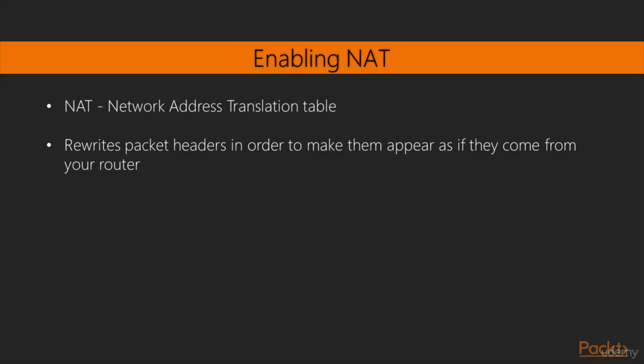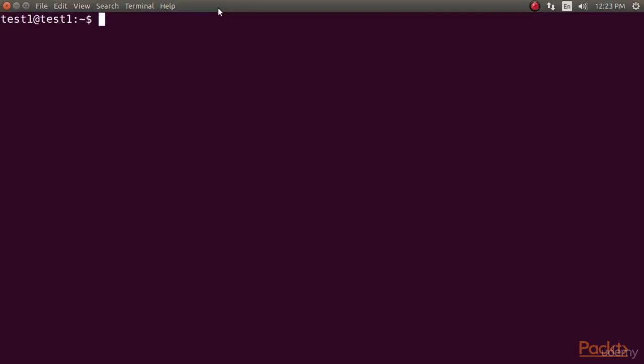Connecting two local networks is useful, but these days it's more common to want to connect a local network to the internet. The basic concept works the same, but with the necessary addition of NAT, which stands for Network Address Translation. NAT rewrites your packet headers in order to make them appear as if they come from your router, thus effectively hiding your system's address from the destination. Let's see how to do it.